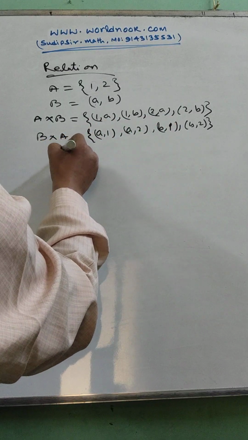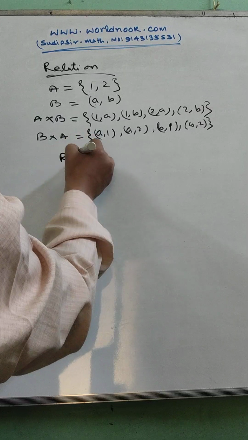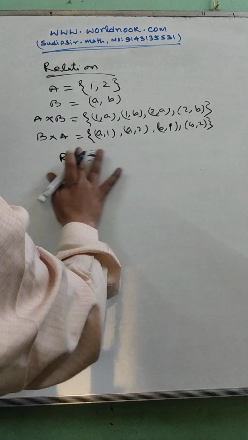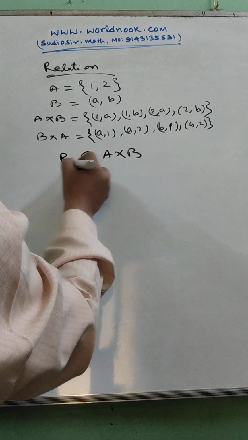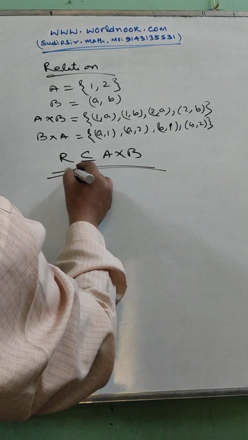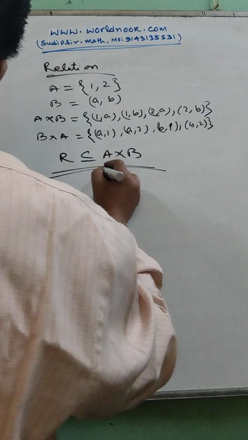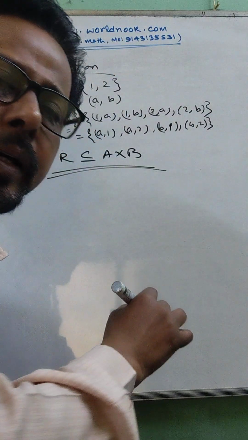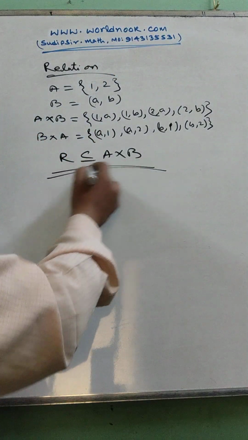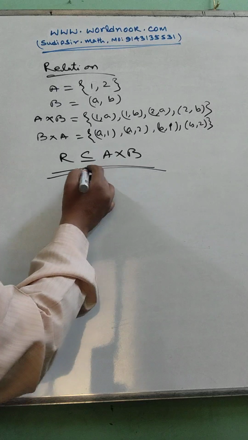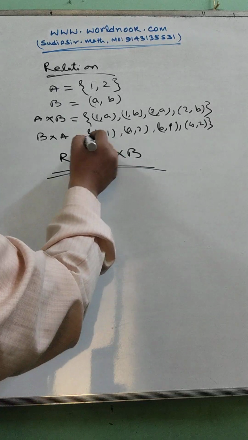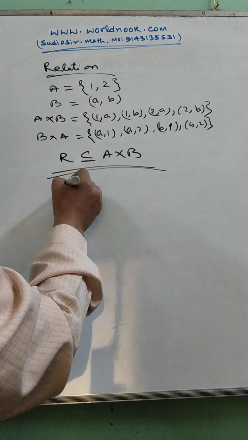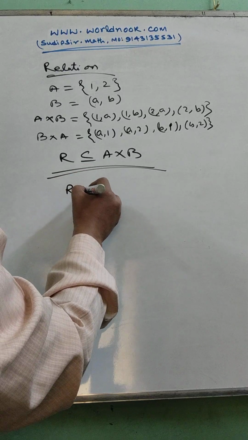Now for relation, R belongs to, R subset of A cross B. All subsets of A cross B are treated as relations, and there will be different types of relations. Before that, we have to know some terms for any relation.